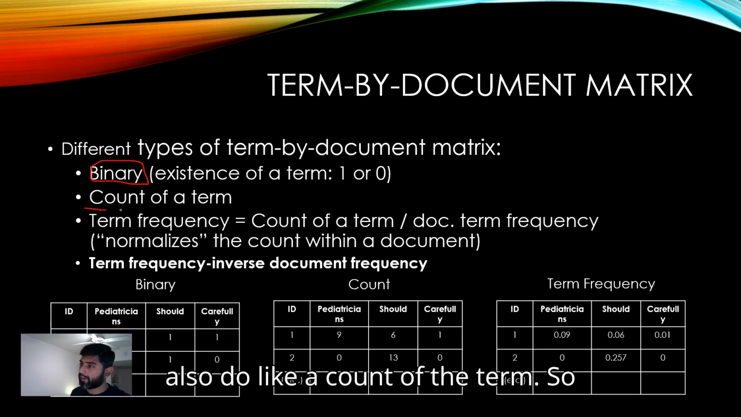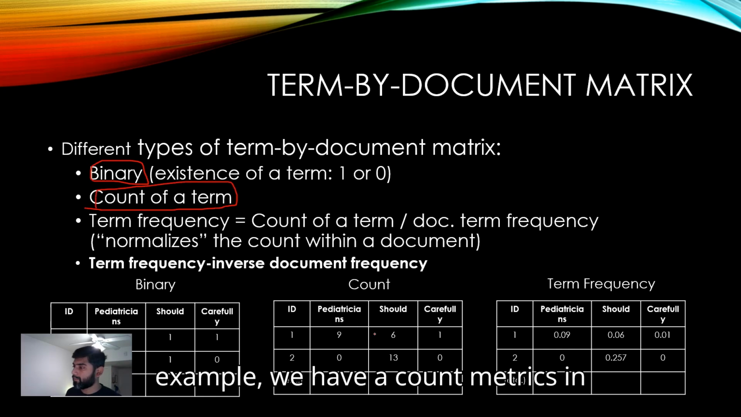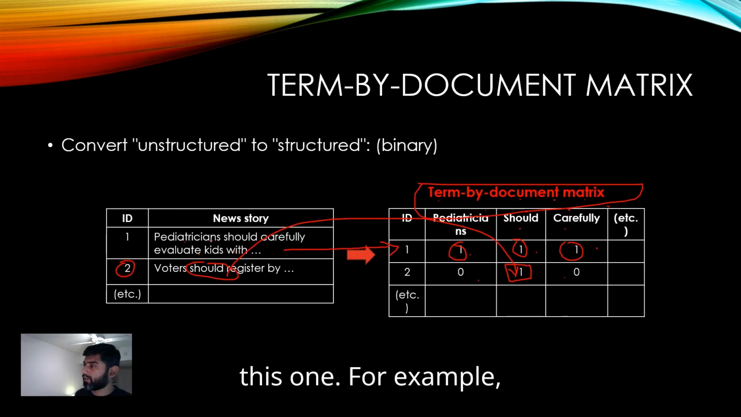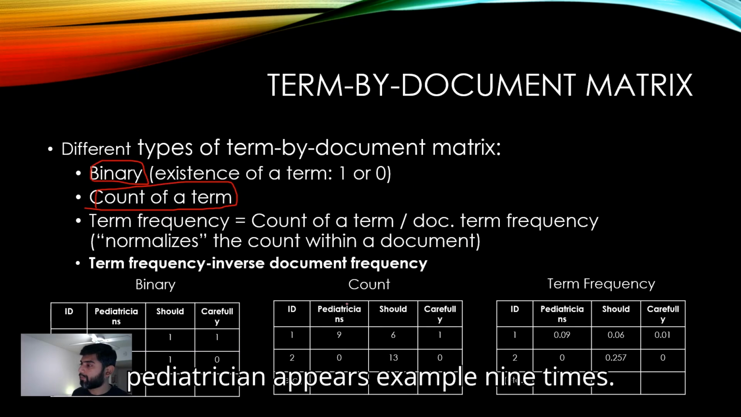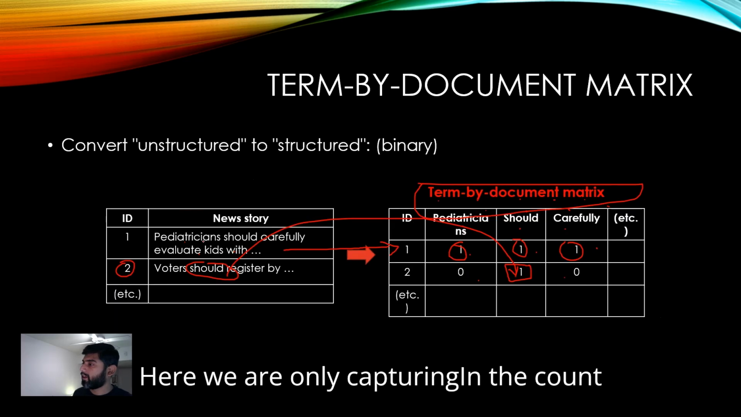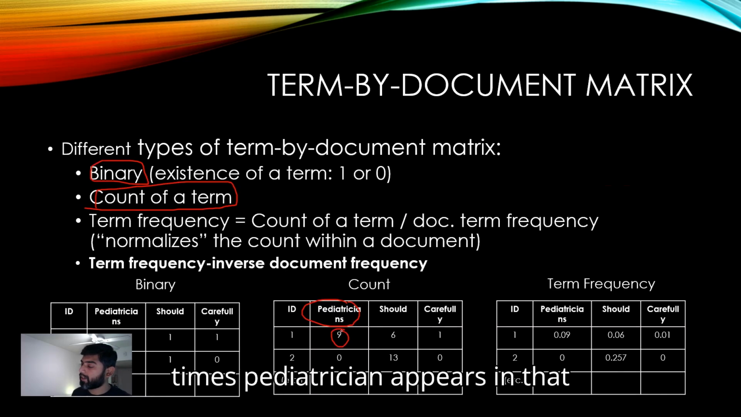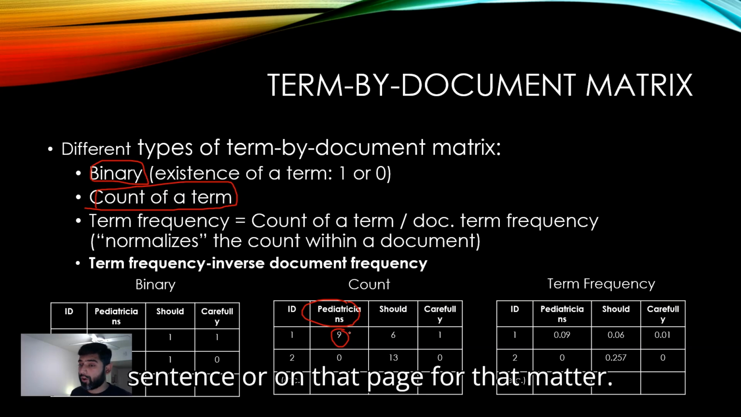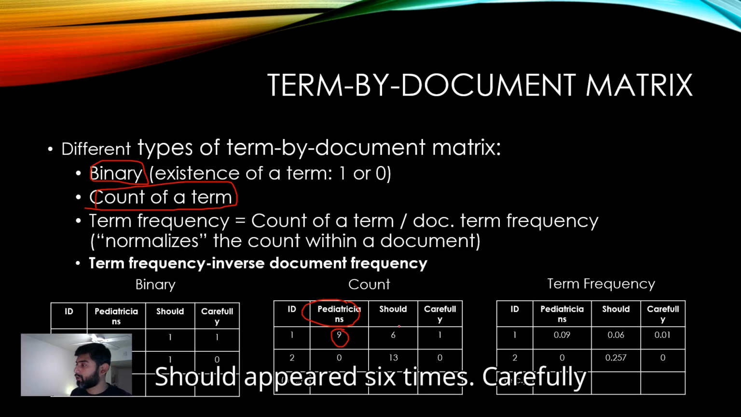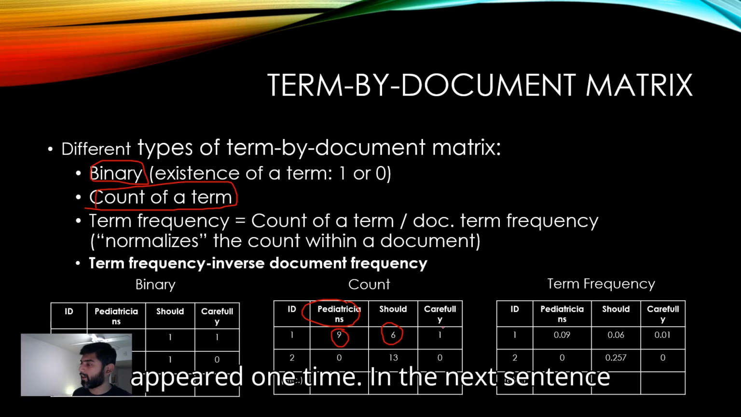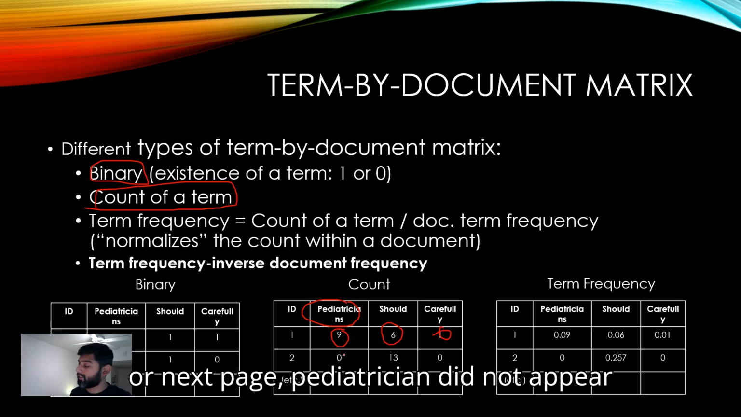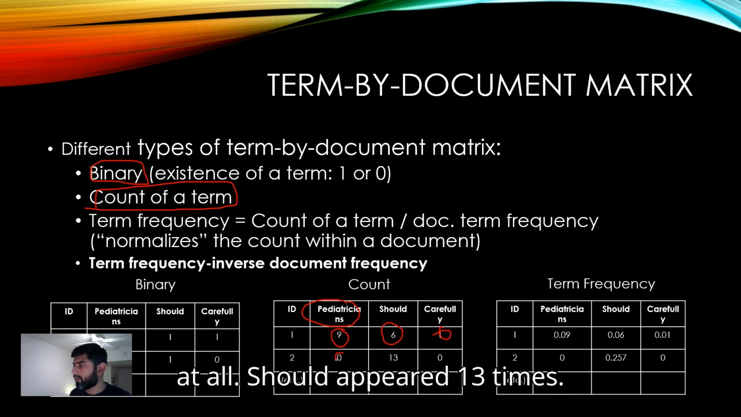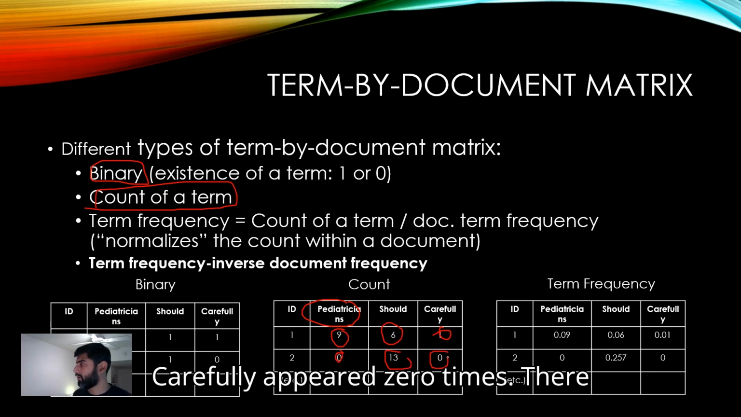Now we can also do a count of the term. So, for example, we have a count matrix. Here we are only capturing how many times pediatrician appears in that sentence or on that page. For example, pediatrician appears 9 times, should appeared 6 times, carefully appeared 1 time. In the next sentence or next page, pediatrician did not appear at all, should appeared 13 times, carefully appeared 0 times.